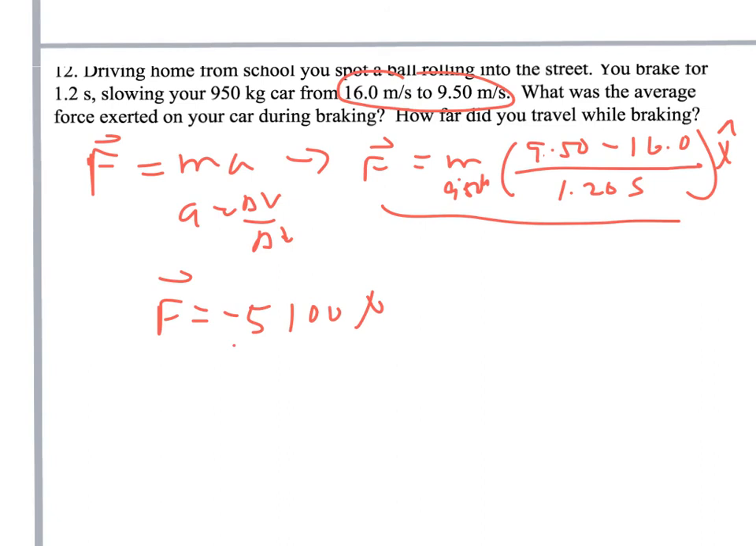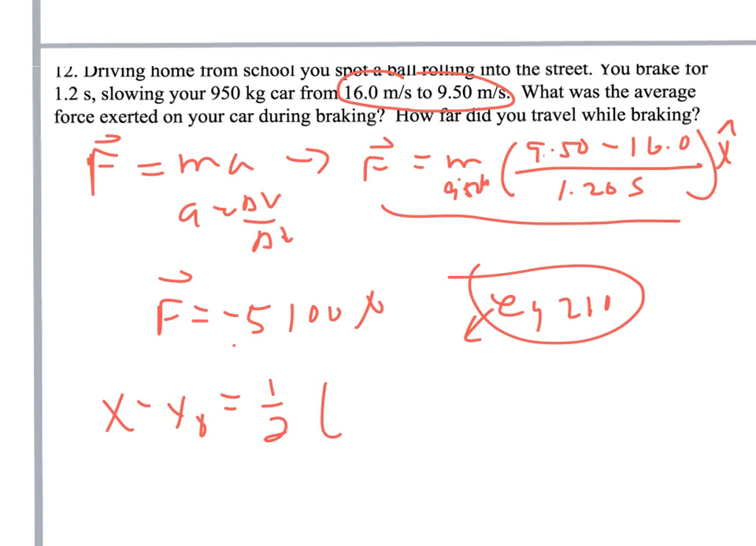So to find the distance now, we're going to get back to our kinematics equations, and we're going to use equation 210. And equation 210 is x minus x naught equal to half times the average of the velocities times time. And then when you plug everything in, you get x equals 15.3 meters.